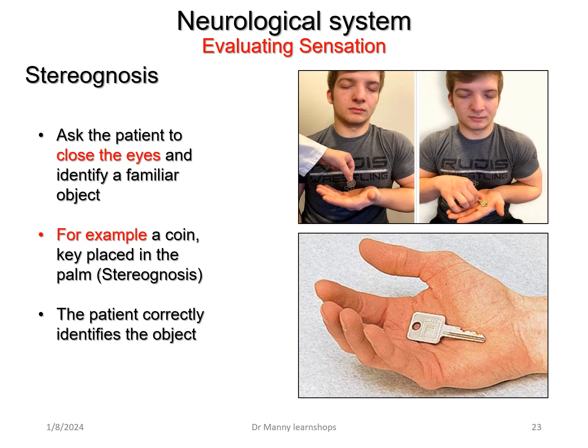Then you've got stereognosis, and this is evaluating sensation again. You ask the patient to close their eyes and identify a familiar object. It could be a coin, a key placed in the palm. The patient correctly identifies the object. Everything is okay.